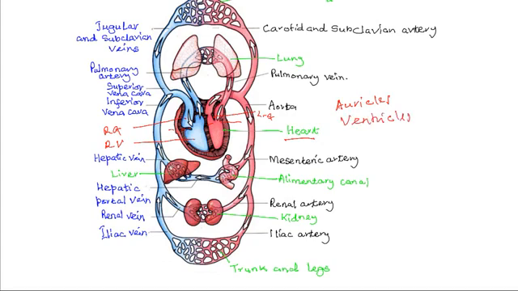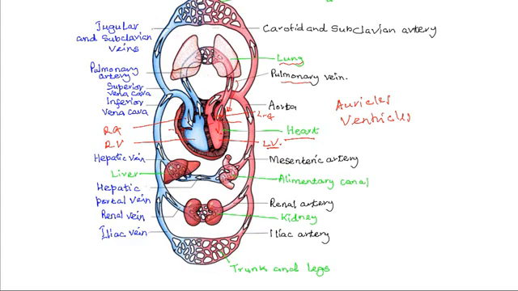Now, oxygenated blood from the lungs. Here are the lungs. So oxygenated blood from the lungs enters the left auricle through the pulmonary vein and then into the left ventricle. That is the left ventricle. Then the left ventricle pumps the blood out of the heart through the major artery known as the aorta.